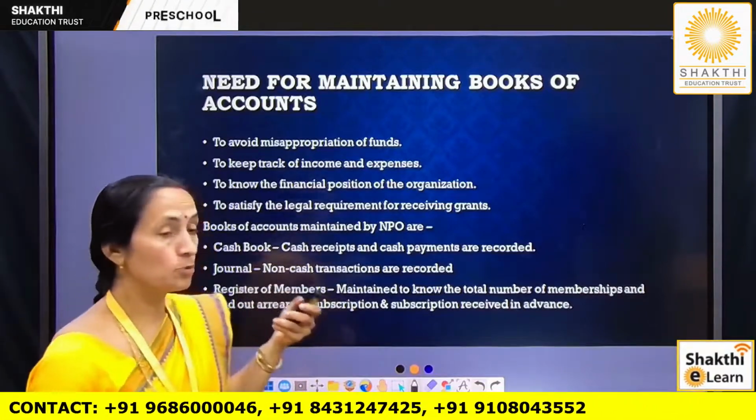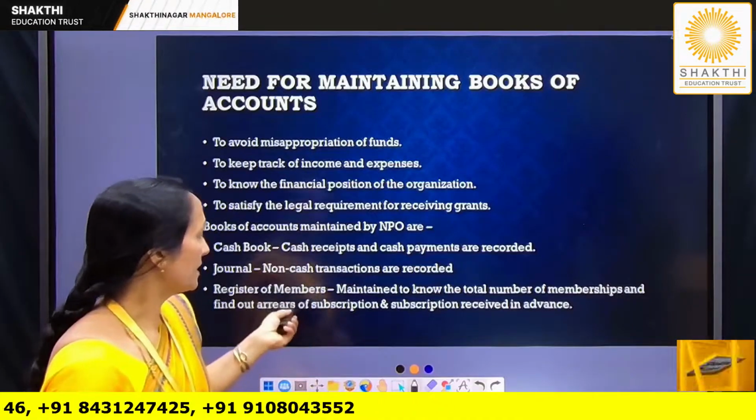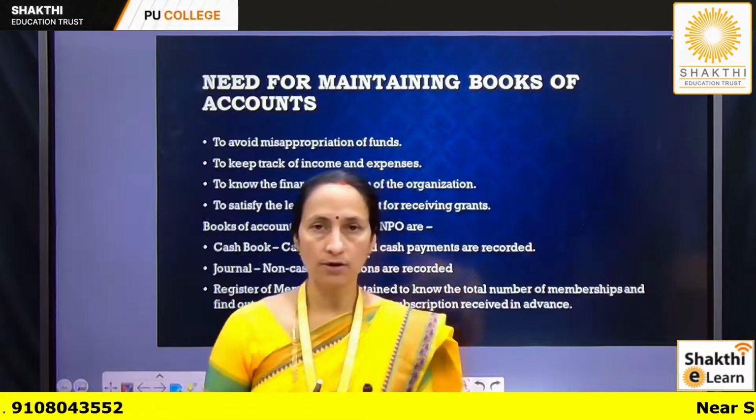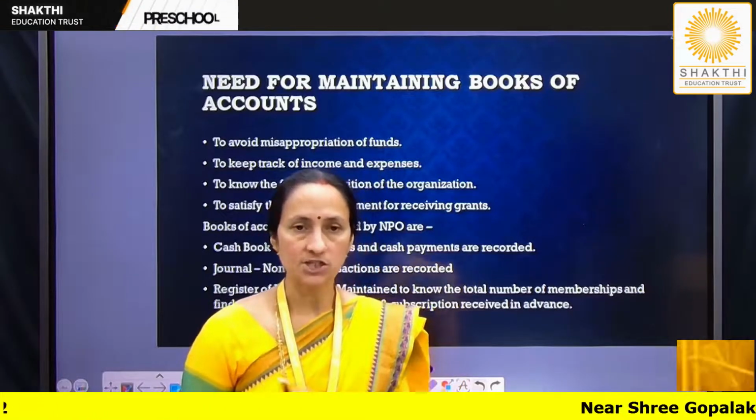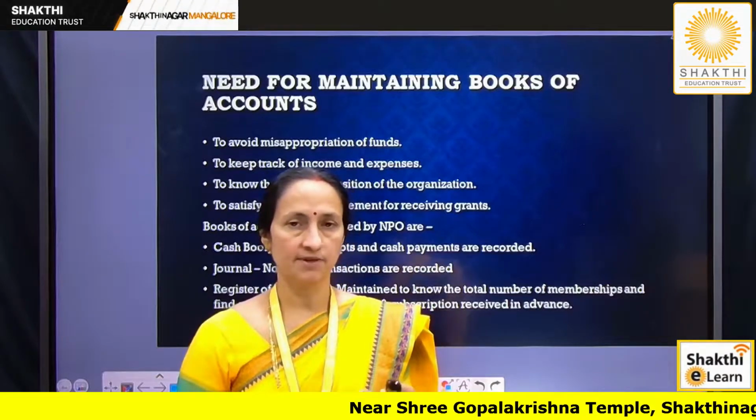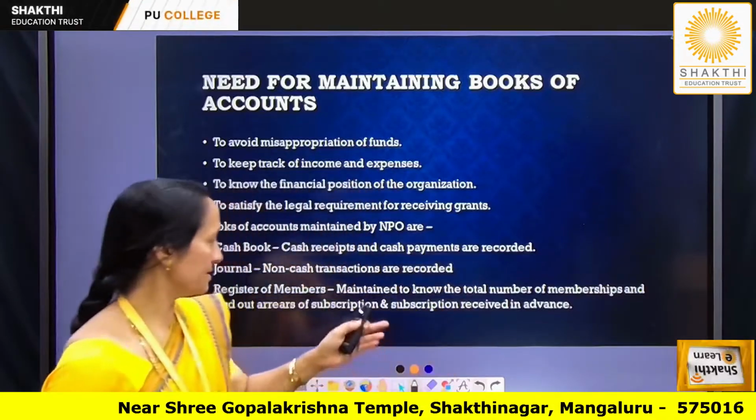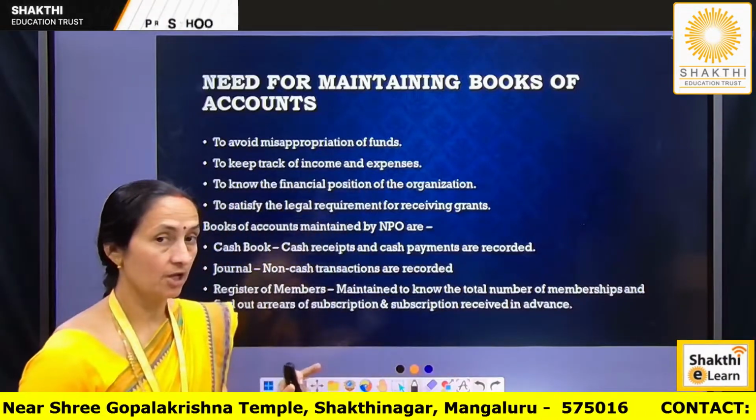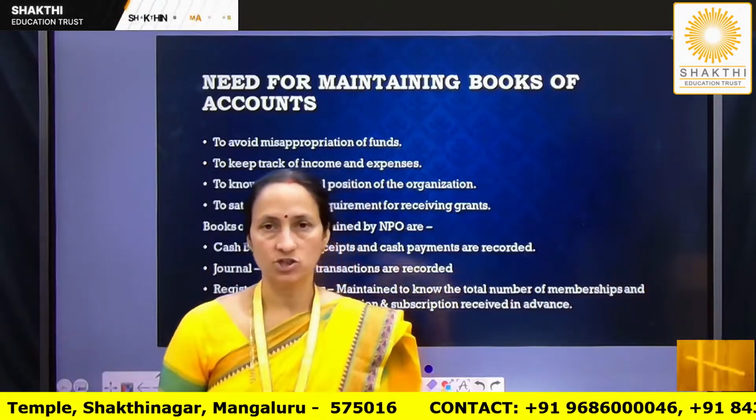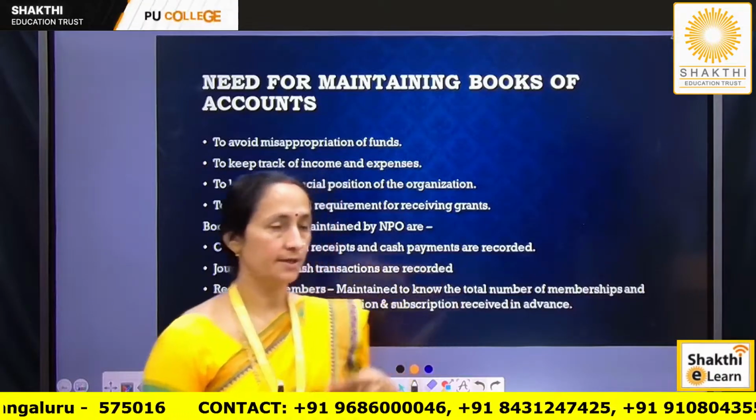Now what are the books they usually maintain? Cash book, journal, register of members. So what is cash book? Cash book is a record of cash receipts and cash payments. So all the cash receipts and bank receipts will be recorded on the debit side and payments will be recorded on the credit side. So what is journal? Non-cash transactions. So if we purchased furniture or any asset on credit, where will we record it? We will record it in the journal.